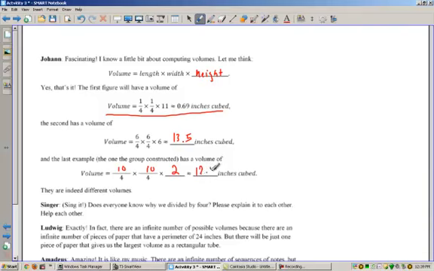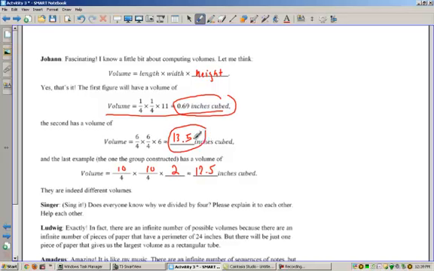Okay. And the whole point of this is to show you that there are lots of different rectangular pieces of paper that have 24 inches for the perimeter, but their volumes are all different. So up here, the volume was 0.69 inches cubed.